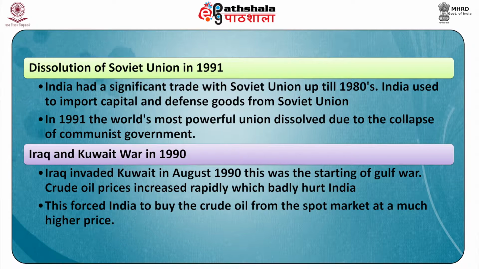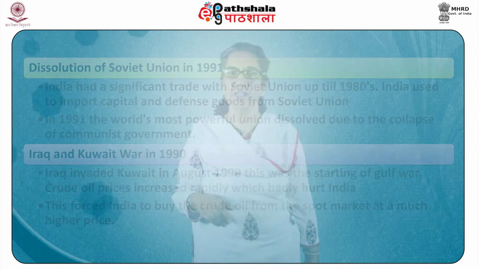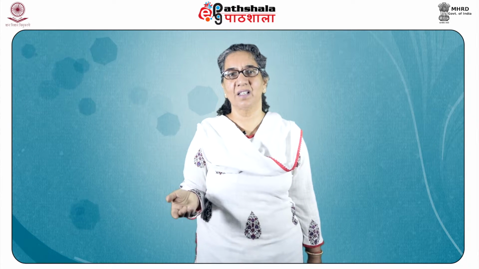The second is the Iraq and Kuwait war in 1990. Iraq invaded Kuwait in August of 1990. This was the starting of the Gulf War. Crude oil prices increased rapidly, which badly hurt India. This forced India to buy crude oil from the spot market at a much higher price. As a result, the oil bills increased from 40% in 1989 to 60% in 1990. Exports to these two countries were also badly affected.